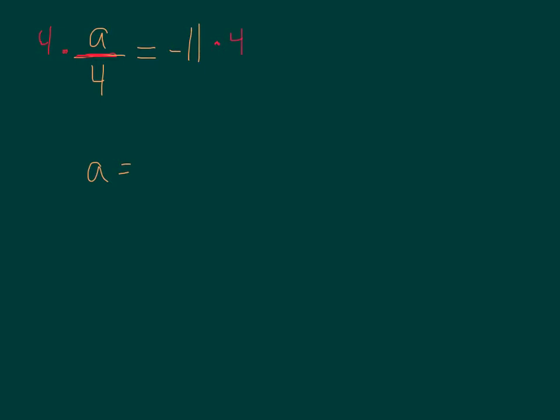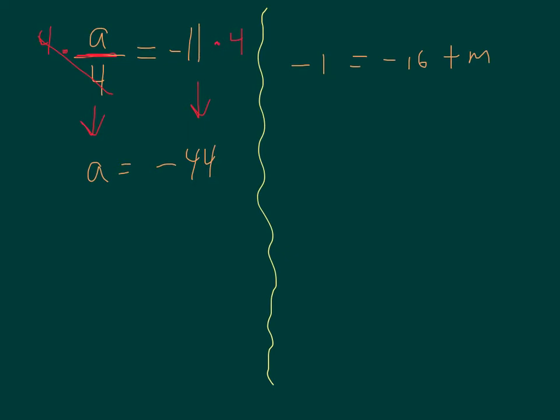Now A divided by 4, times 4, cancels out to become just A on the left side. So that brings us down to just the value of A. And on the right side, we're going to multiply, and negative 11 times a positive 4 is a negative 44. That's it. Okay, our next problem, negative 1 equals negative 16 plus m.